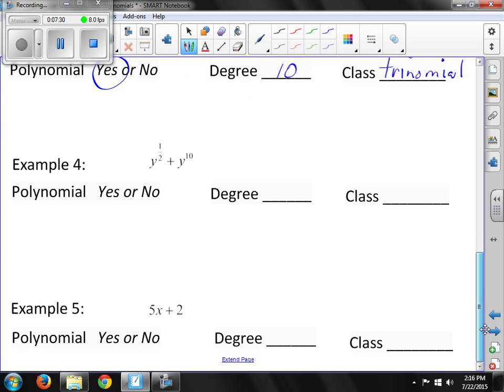Okay, example 4. Is this a polynomial? Well, we look immediately and we see that there is a fractional exponent, so it is not a polynomial, so we'll not have to give this and we'll not have to give this. It's not a polynomial because we can have no fractional exponents.